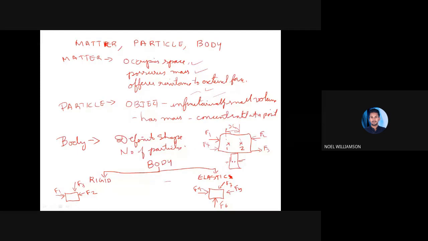So this is what matter, particle, and body are. Now we can see other terms such as space, time, motion, and trajectory. Okay, so one by one we can see. First of all, space. So what is space? Space is actually a region.